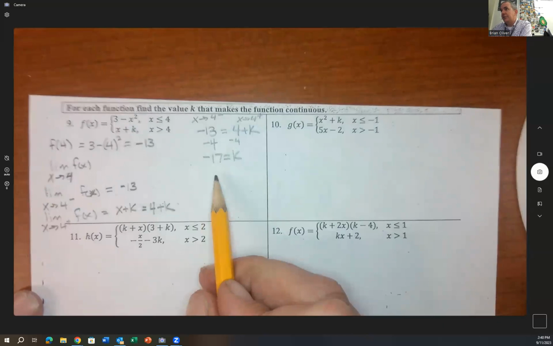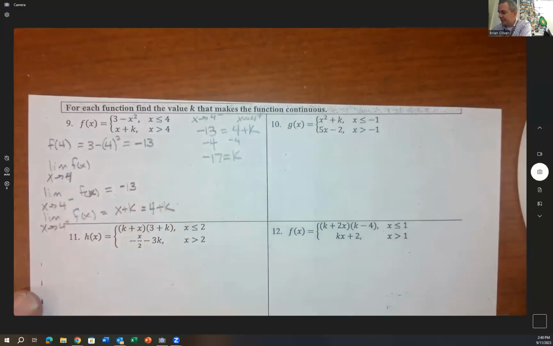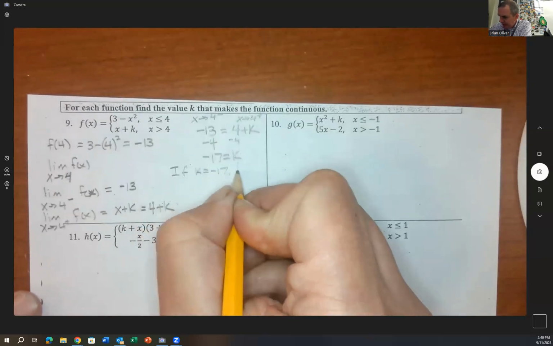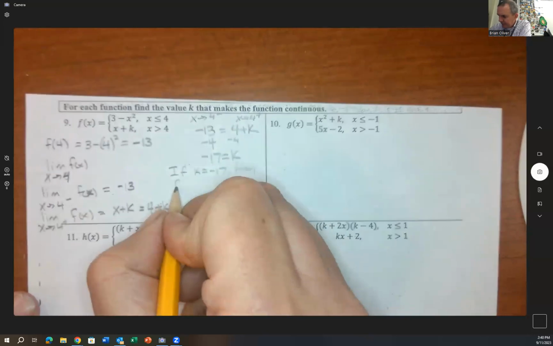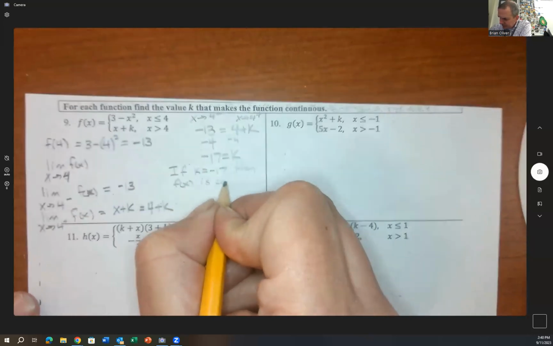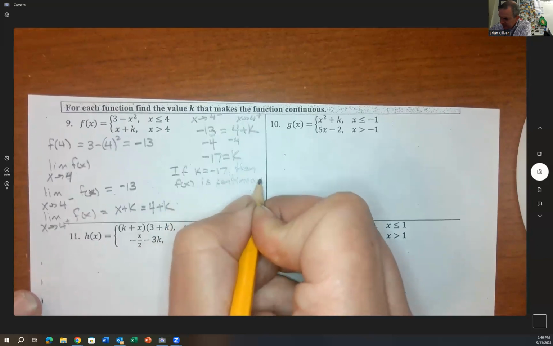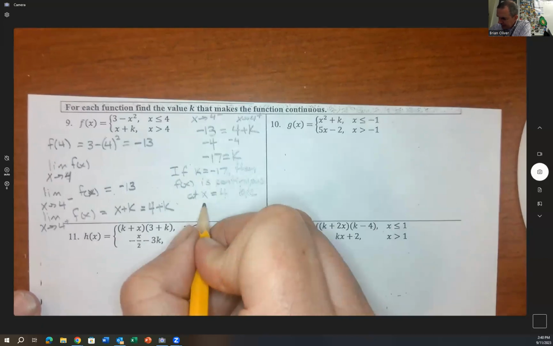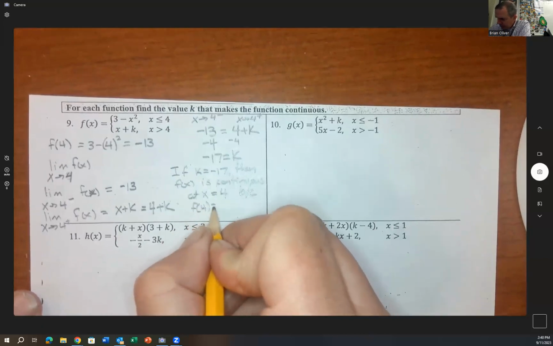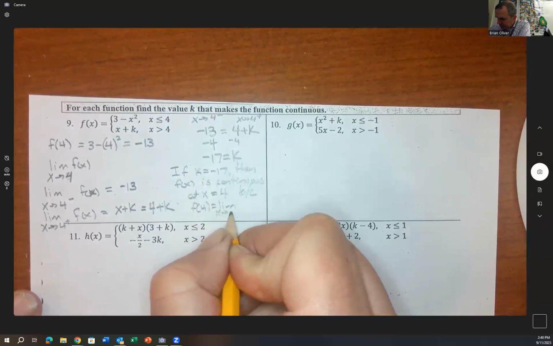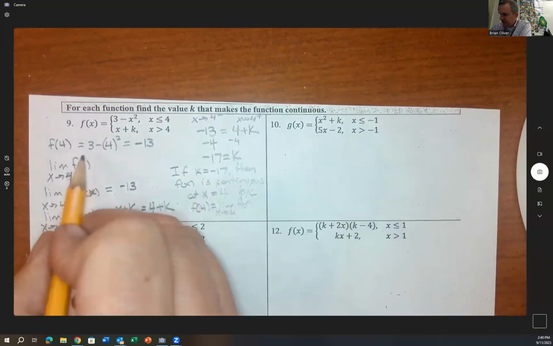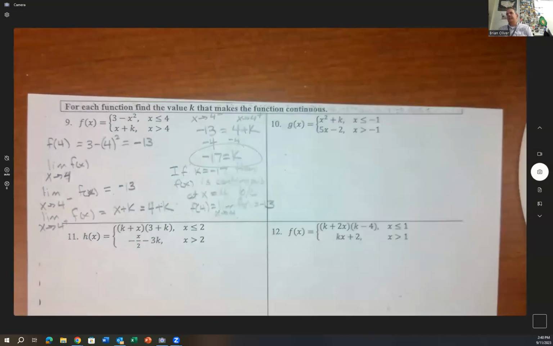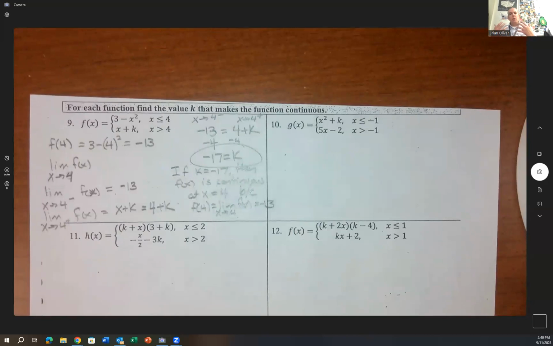So now if we were to actually make k equal negative 17, if k equals negative 17, then we can say that f of x is continuous at x equals 4, because f of 4 equals the limit as x approaches 4 of f of x, which in this case would be that negative 13. So there's our value of k that makes that a true statement. And that is how we would do continuity.